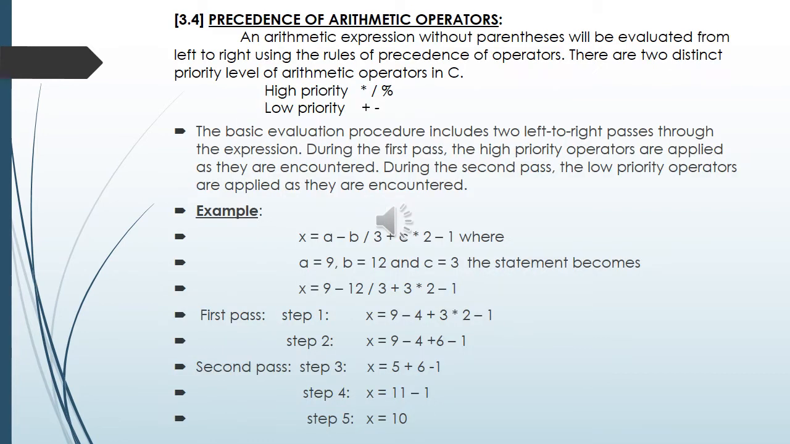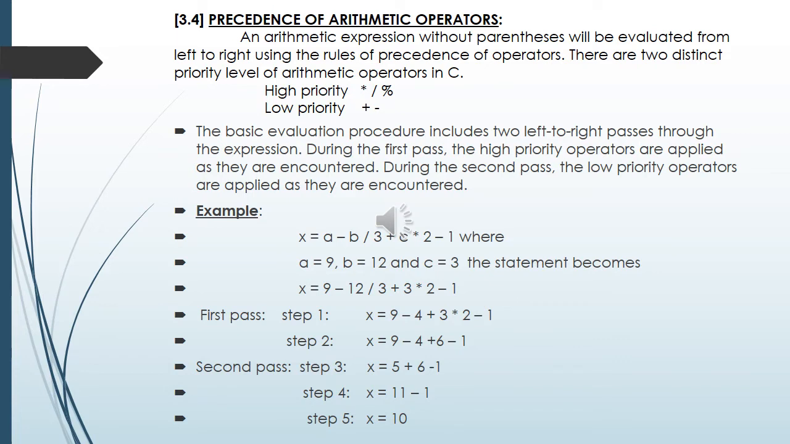Precedence of arithmetic operators. An arithmetic expression without parentheses will be evaluated from left to right using the rules of precedence of operators. There are two distinct priority levels in C. High priority we give to multiplication, division and mod. Low priority we give to plus and minus.